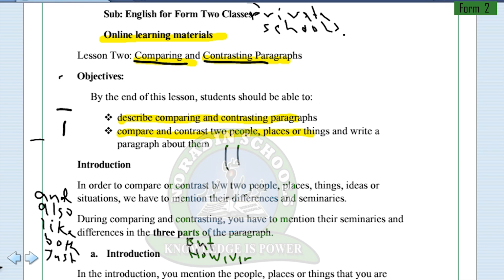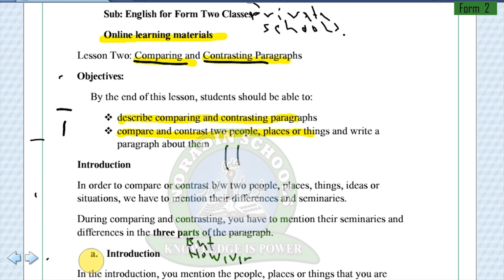I need to drink. That means I'm thirsty. I need to drink. However, I have no time. That means you just want to drink something, but you have no time. So you need to use these phrases when you are comparing or contrasting two things or two places, and so on.